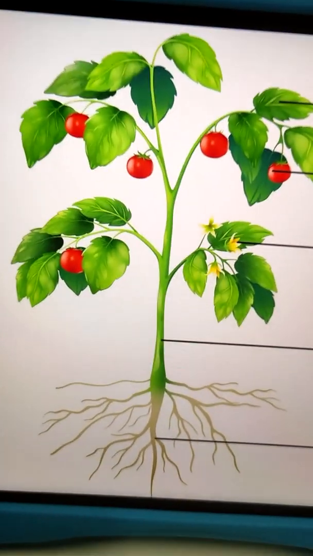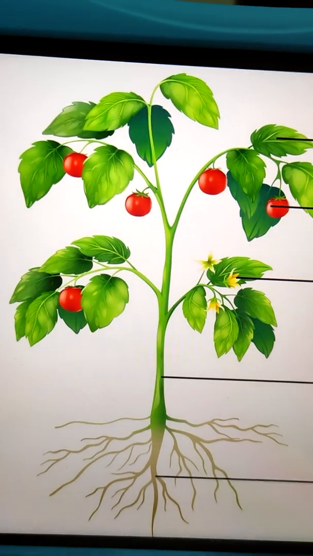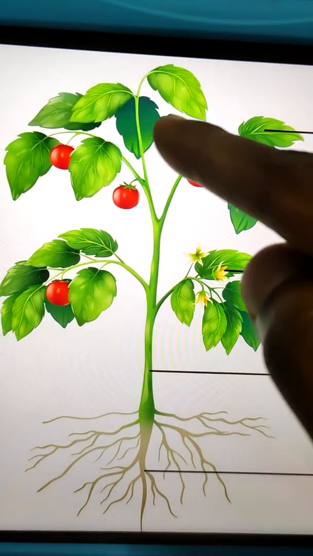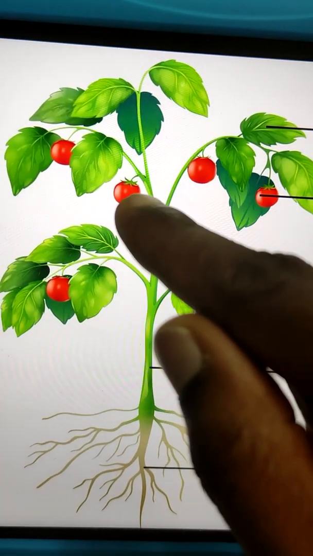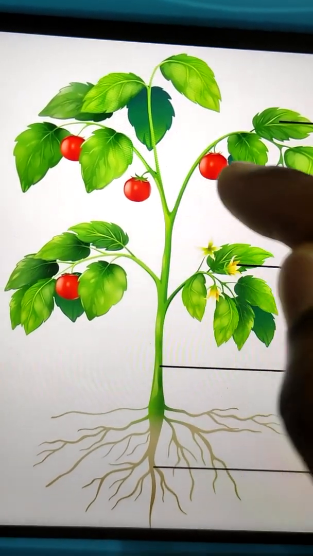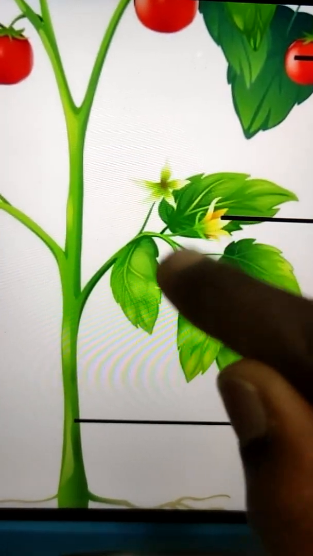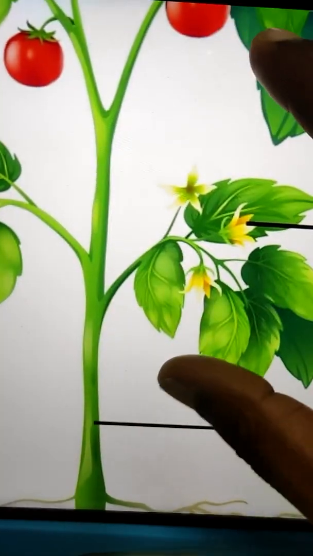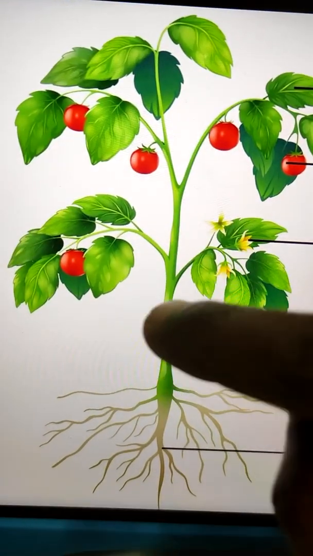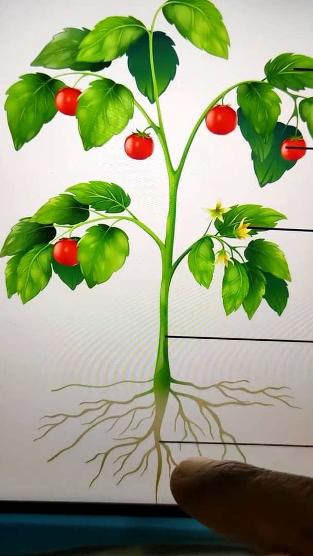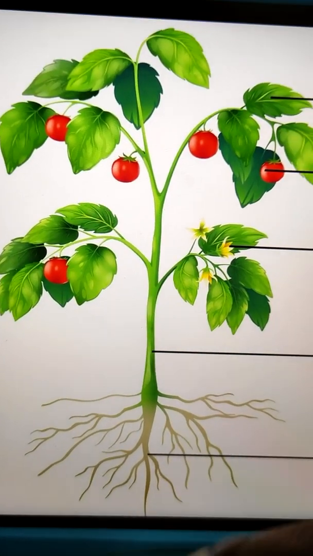Now, let us look at some of the parts of the plants. I think you must have already known this, but let's talk about them one more time. See, it's quite obvious from this picture that these are the leaves and these red things are the fruits. These are the flowers. This is the stem. See, this is the stem and these are the roots. The roots are always below the soil. They are under the soil.